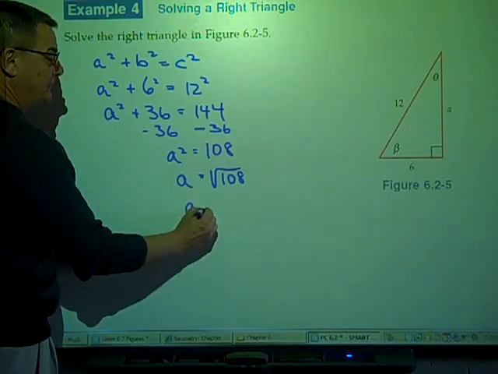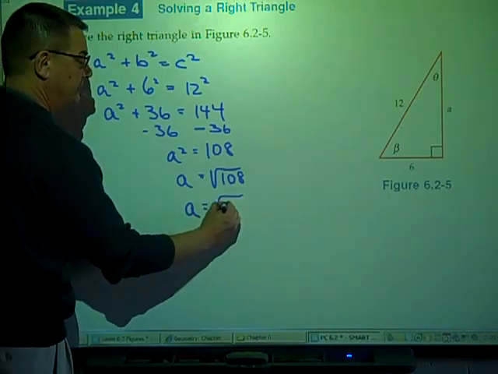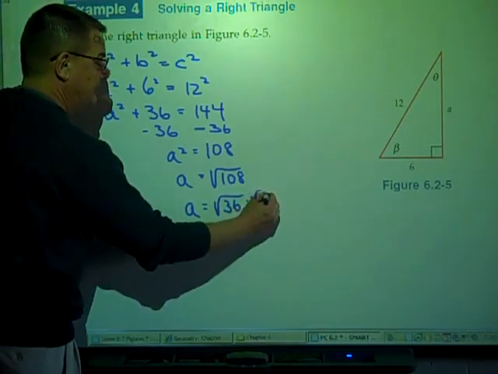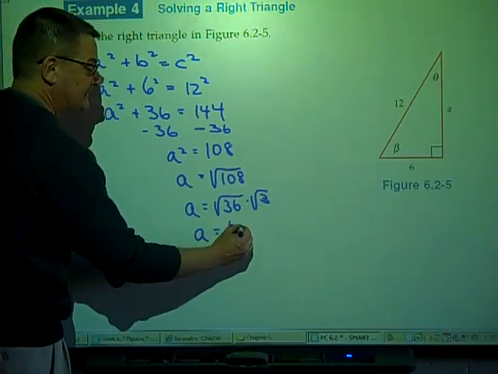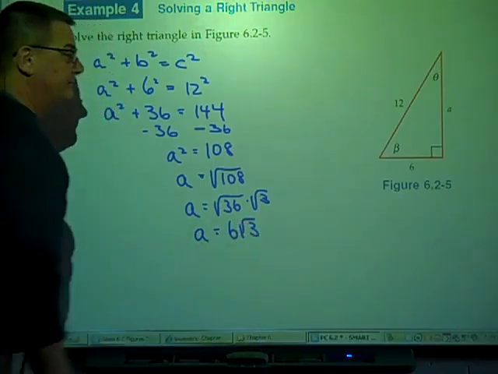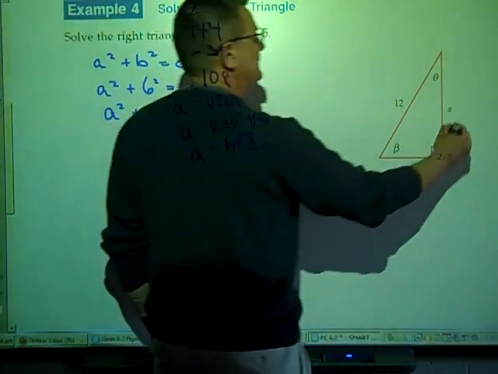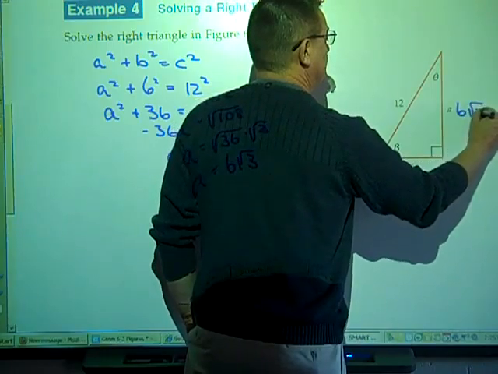And so a would be equal to the square root of 36 times the square root of 3, or in simple radical form, 6 square roots of 3. So our missing side is 6 square roots of 3.